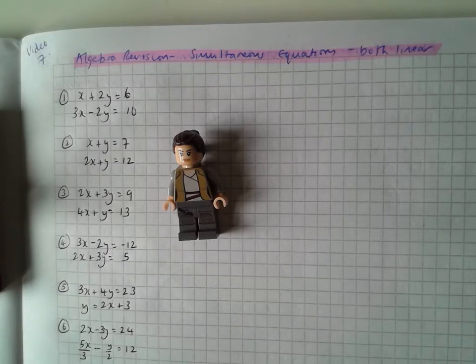So when you've got two equations and you're trying to find the solution that matches both, and in this case both of them are linear, both of them are lines.